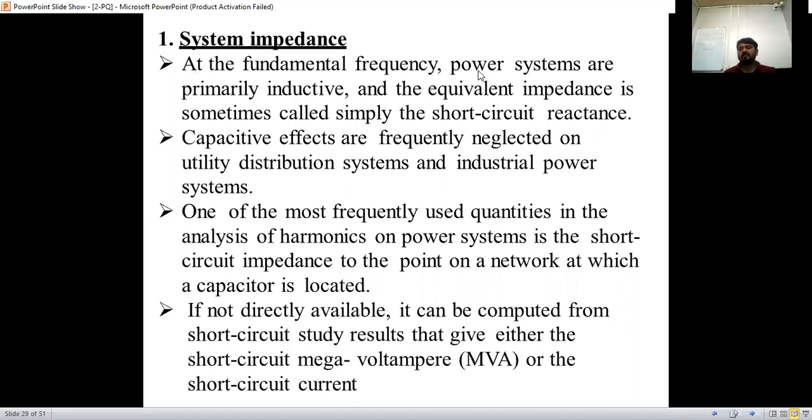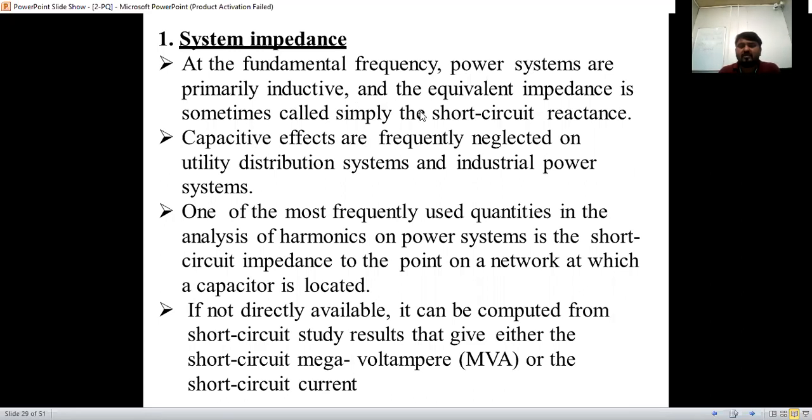On that condition, the equivalent impedance is sometimes called simply the short circuit reactance. We are going to call it that here. Primarily we are considering it as inductive, but a capacitive load is also there.